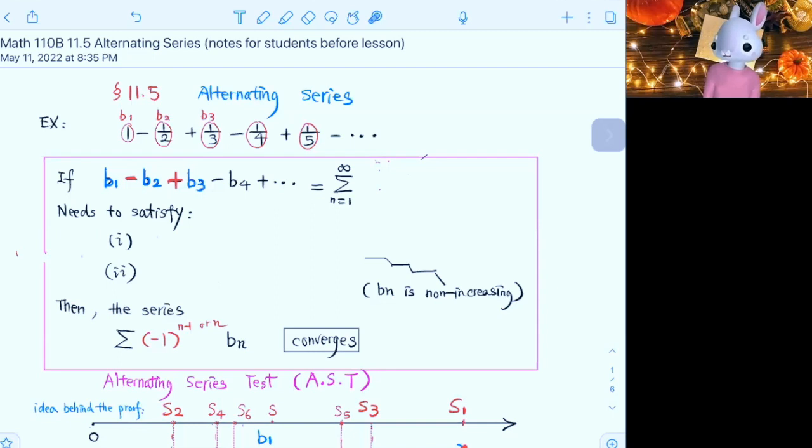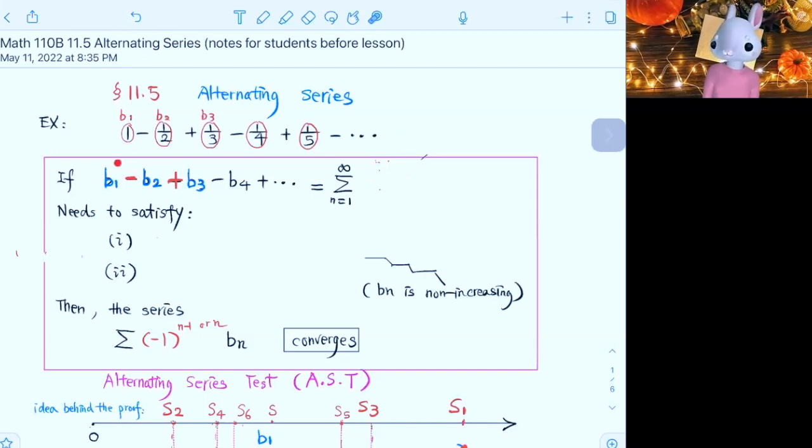Here is one example of an alternating series. You see the terms over here, the signs alternate. Positive, negative, then continue in this pattern. Sometimes it can start with negative and then alternate to positive, and go on. So if the signs alternate, then this kind of series is called an alternating series.